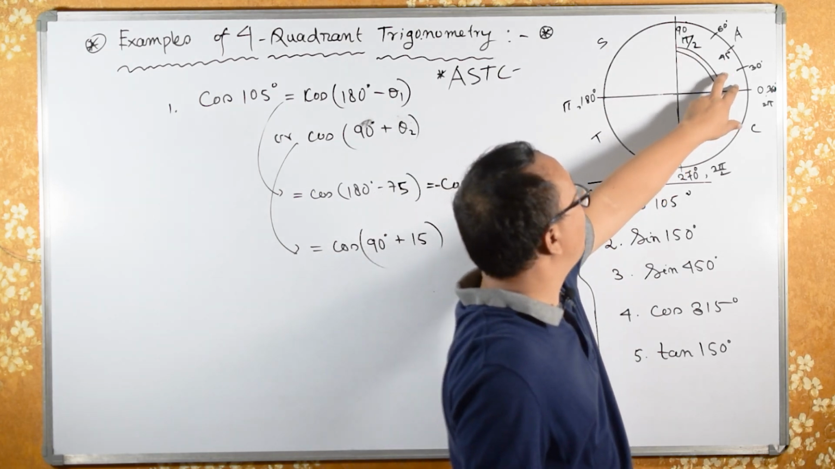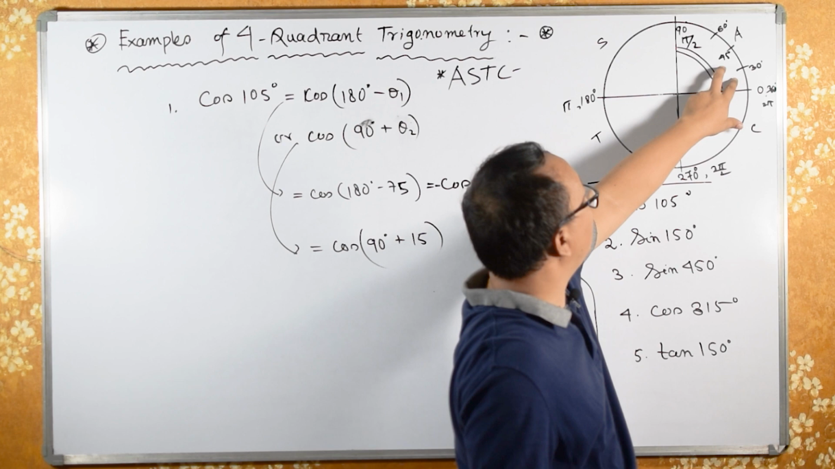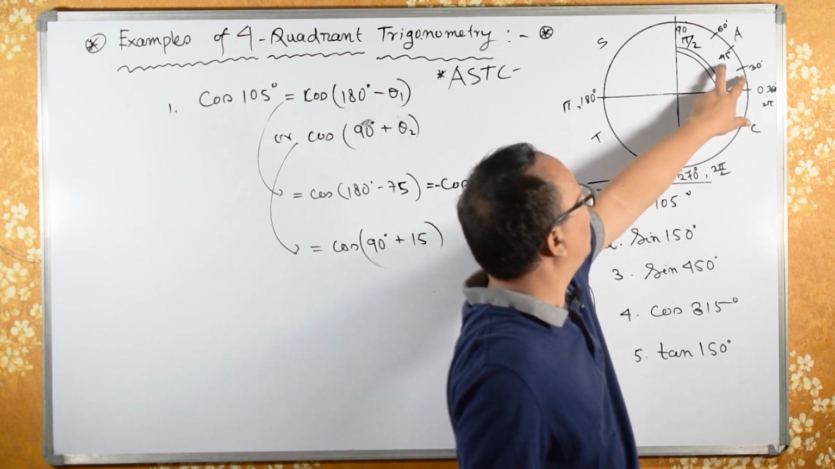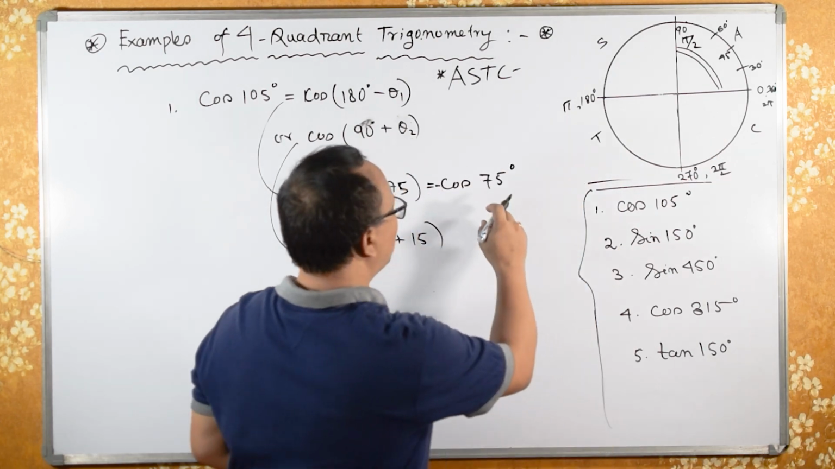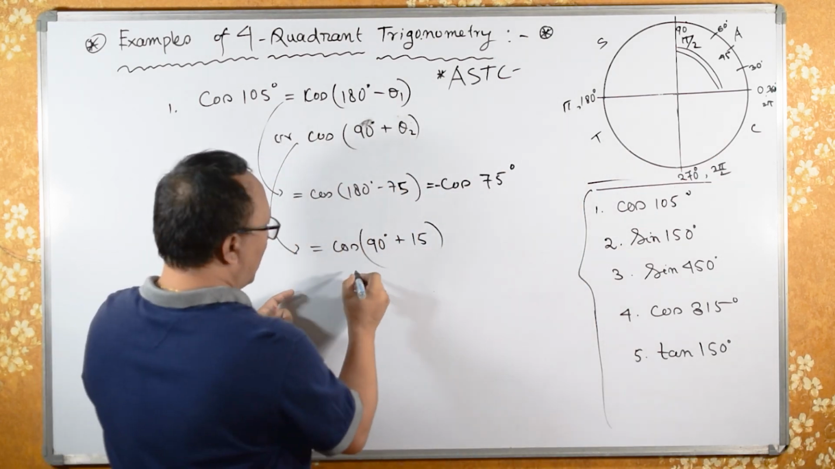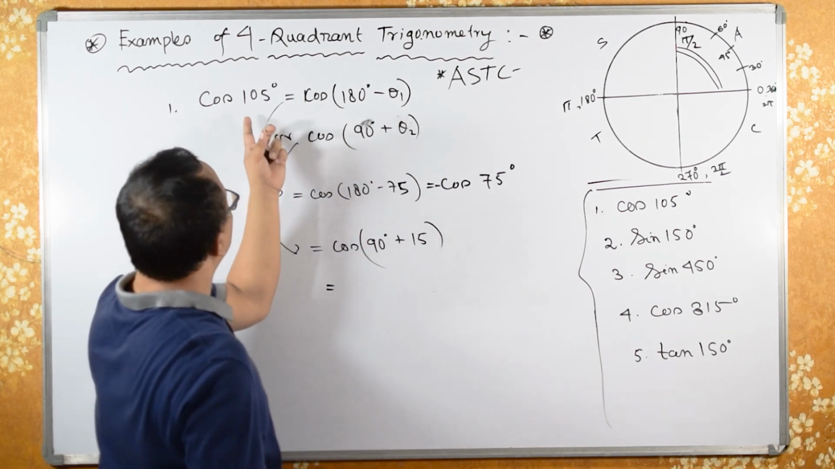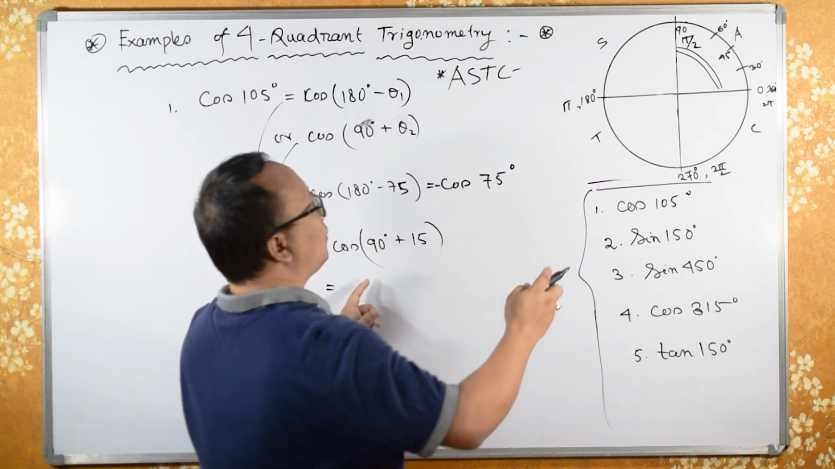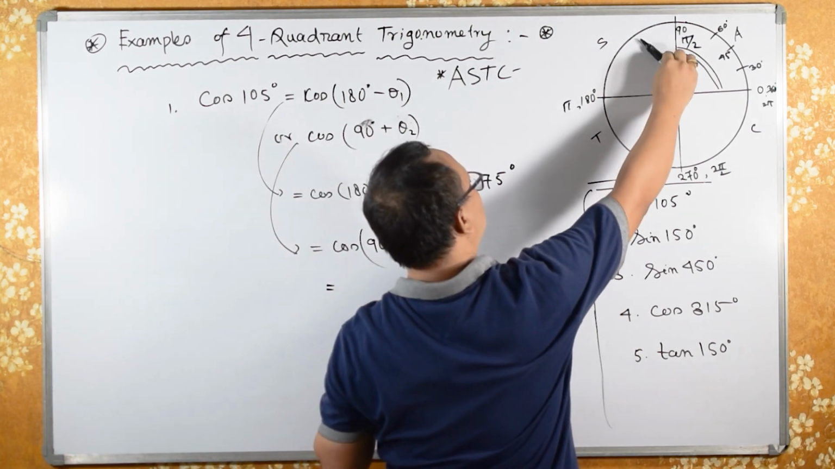Okay, you can find cos 75 as cos of 45 plus 30, or you can find it from the calculator also. Otherwise, let's see over here. Now, instead of this 105, what I can do is cos of 90 plus 15. Now, what is cos of 90 plus 15?